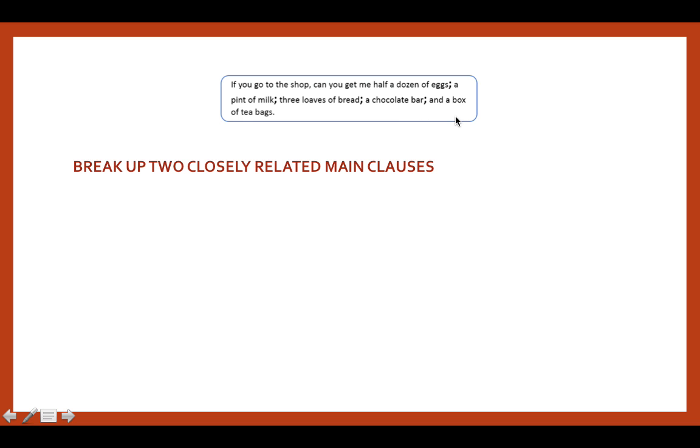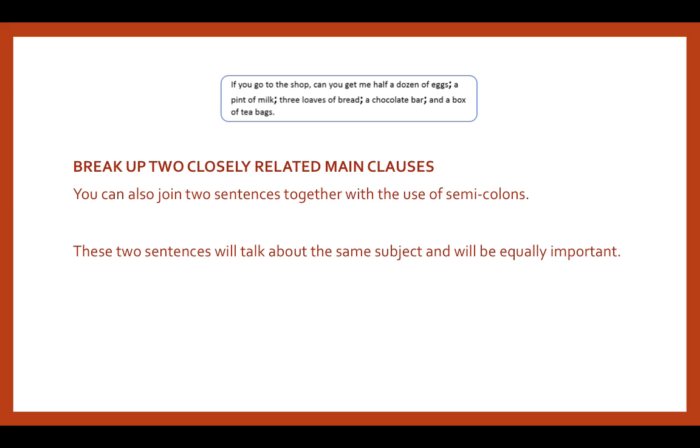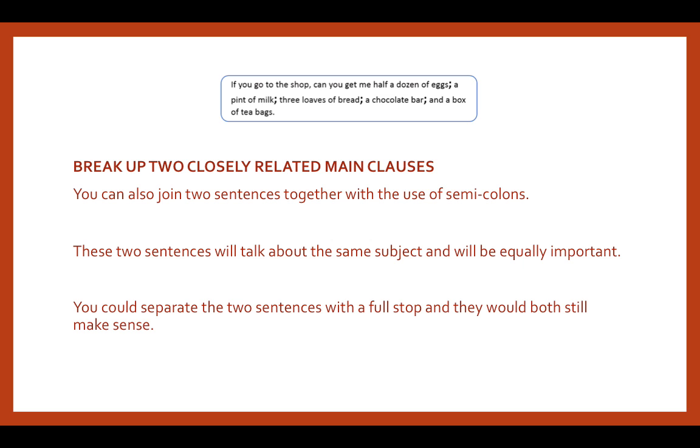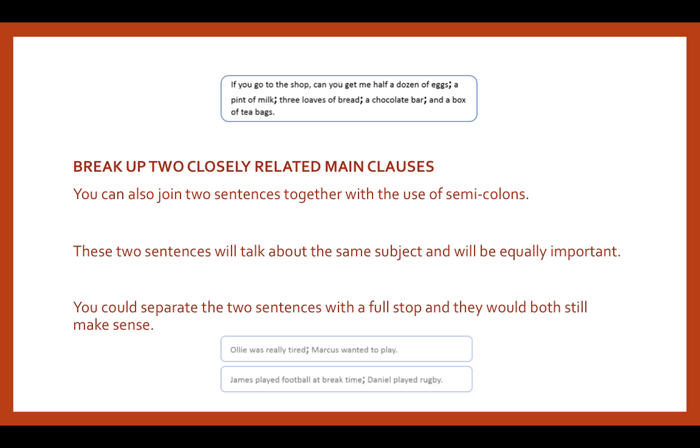So breaking up two closely related main clauses: you can join two sentences together with the use of a semicolon. These two sentences will talk about the same subject and will be equally important. You could separate the two sentences with a full stop and they would both still make sense. So, Ollie was really tired; Marcus wanted to play. If you changed the semicolon here and added a full stop, both of these sentences would still make sense, okay? So for our second example, James played football at break time; Daniel played rugby.